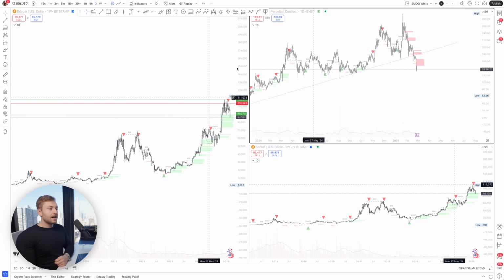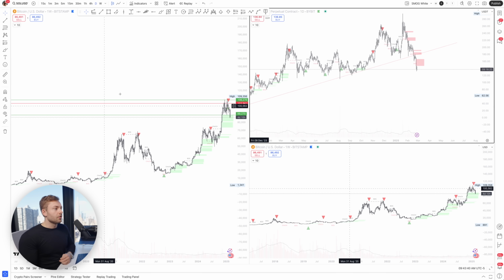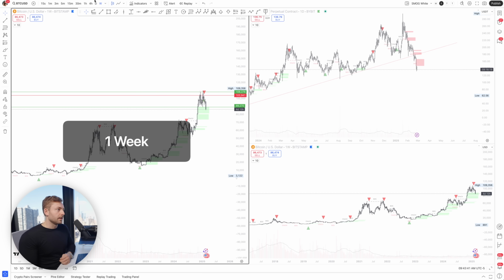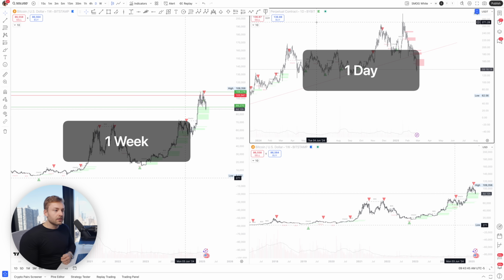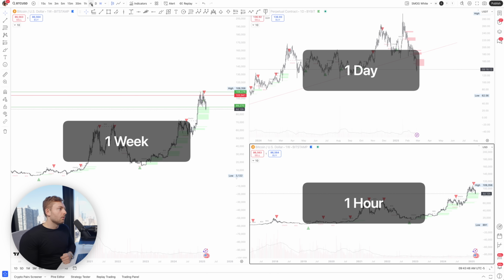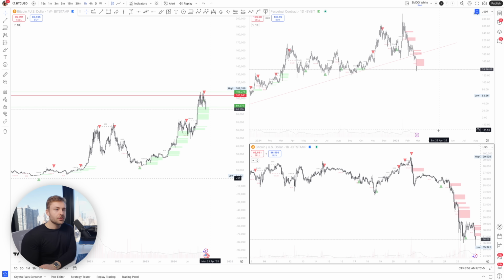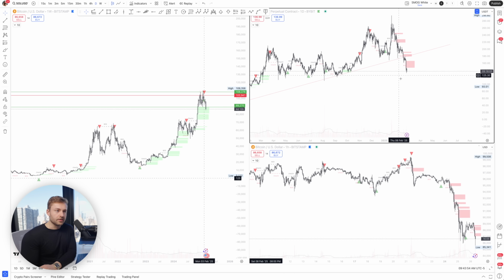On this side, I have a view of 3 different windows showing me the macro Bitcoin chart on a weekly, and then whatever pair I'm looking at on a daily, and this should be a 1-hour view, which is basically going to show me the overall look of what we're dealing with today.